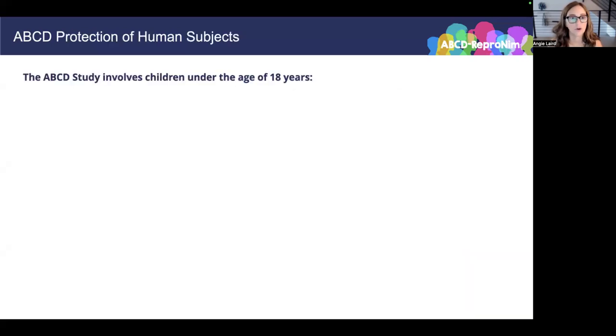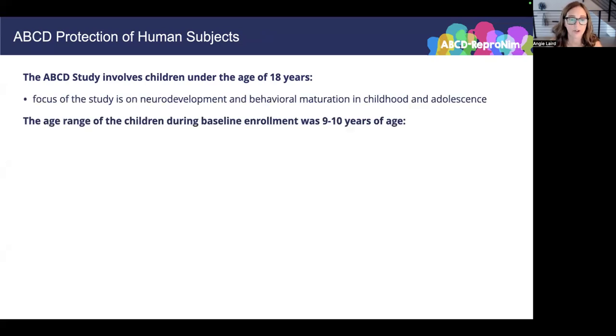Okay, so now for the next few slides, I'm going to be talking about the protection of human subjects in research. The ABCD study involves children under the age of 18 years old, and this was justified by its focus on the study of neurodevelopment and behavioral maturation in childhood and adolescence. The age range of the children enrolled in the study at baseline was 9 to 10 years old.